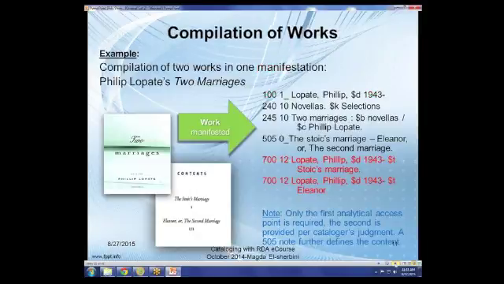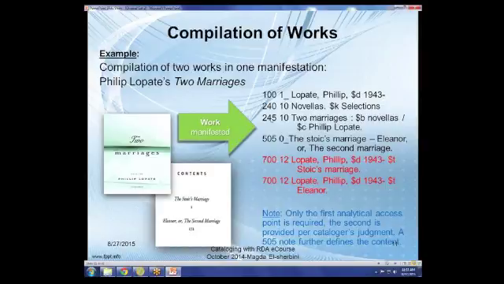So here is an example of one way to do this, and this is actually a way that I did not mention, but I'll talk about it a little bit here. So here we have a compilation of two works, which are, you'll note, by the same author in one physical container. They're in one book. So the author, Philip Lopate, has his name placed in field 100 as an authorized access point, and in fact the primary access point for the record. Now look at what happens here.